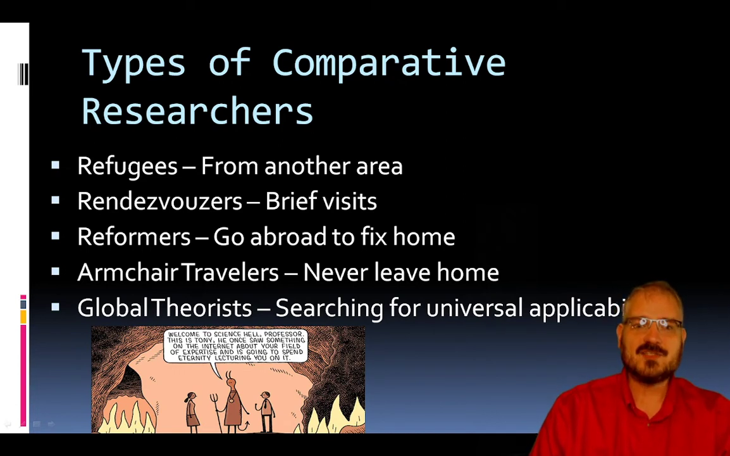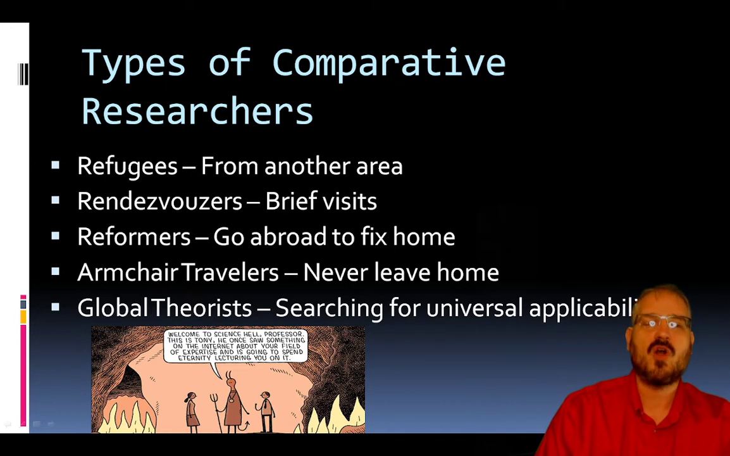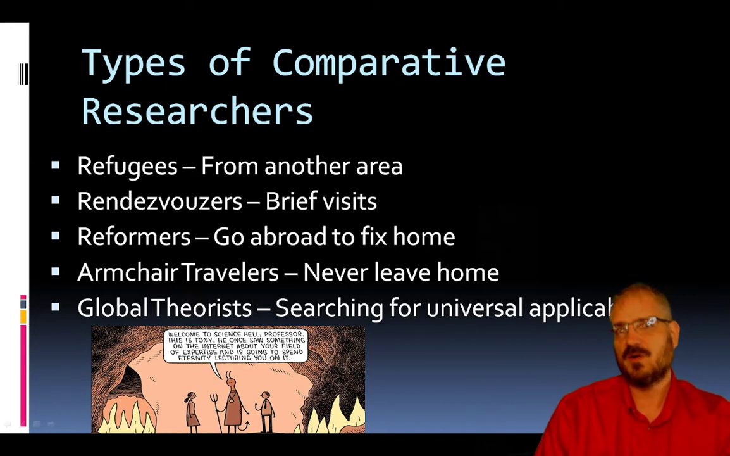And then finally, there's the global theorists. And these are the people who are trying to create or discover ideas and concepts and scientific understanding of humanity as a whole without regard to nationality or race or region or any of those things.